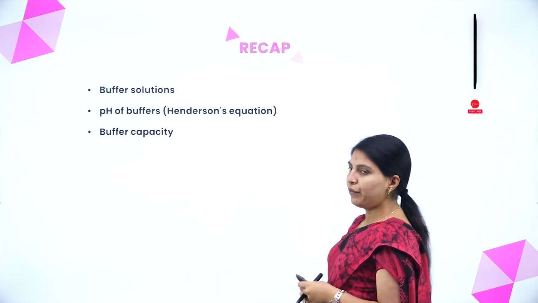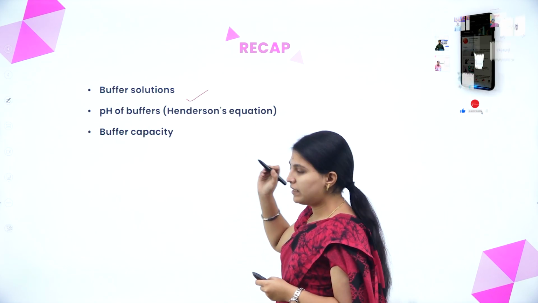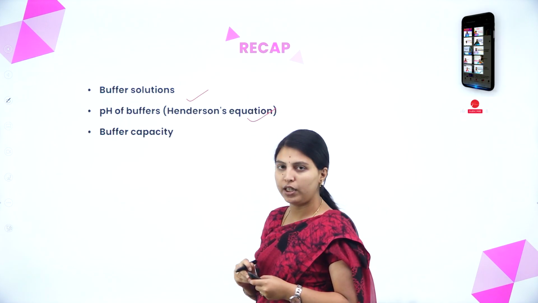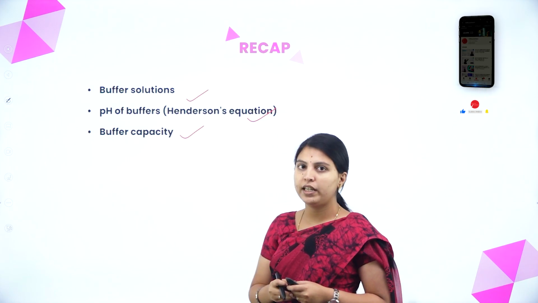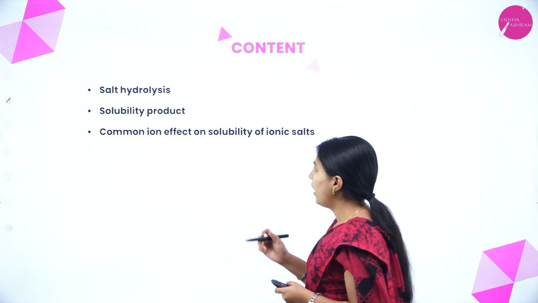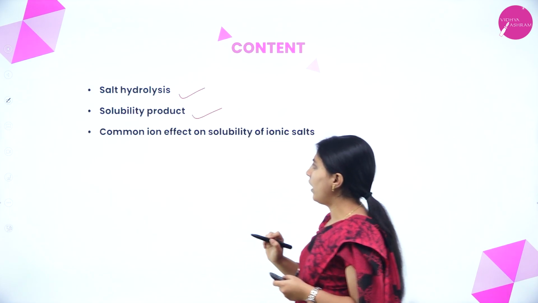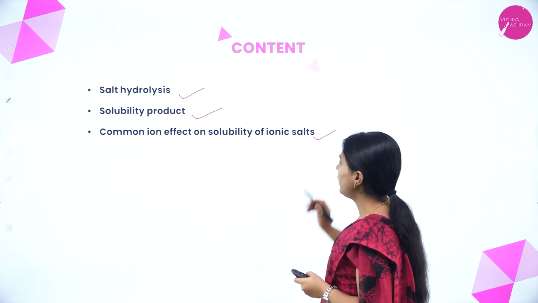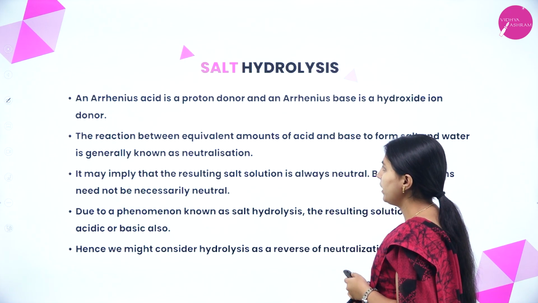In the last session we discussed what a buffer solution is and its types, pH of buffers, that is Henderson's equation, and also buffer capacity. These are the three concepts we discussed in the previous session. In today's session we will discuss salt hydrolysis, solubility product and also the common ion effect on solubility of ionic salts. These are the three topics for today's session.